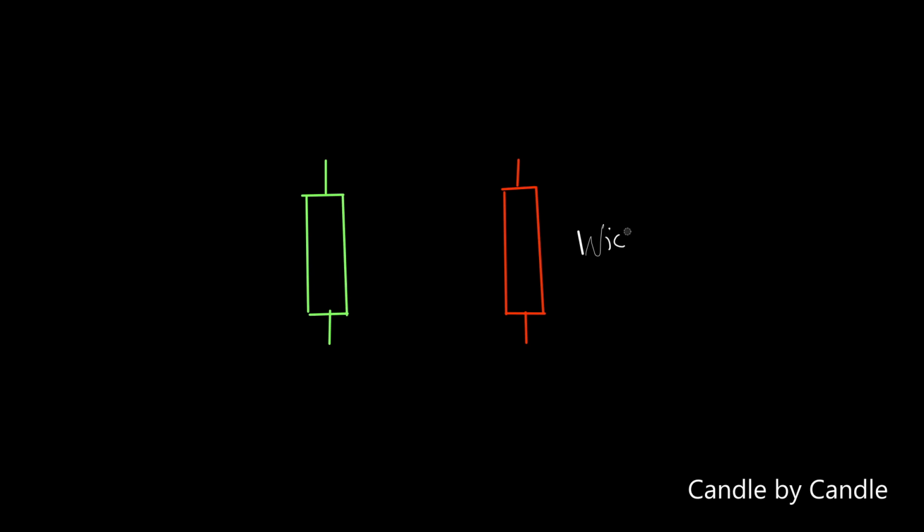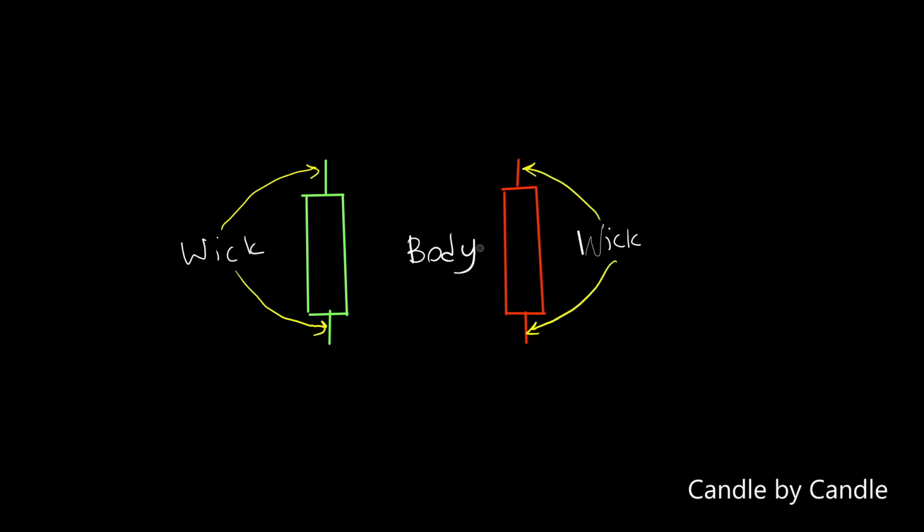So today I'm going to just touch the base on what candles are, right? I'm sure you have seen green candles and red candles, right? The candle has components. It has wicks and it has a body. So wicks are these lines extending from the body up and down, and the body is the box in the middle.